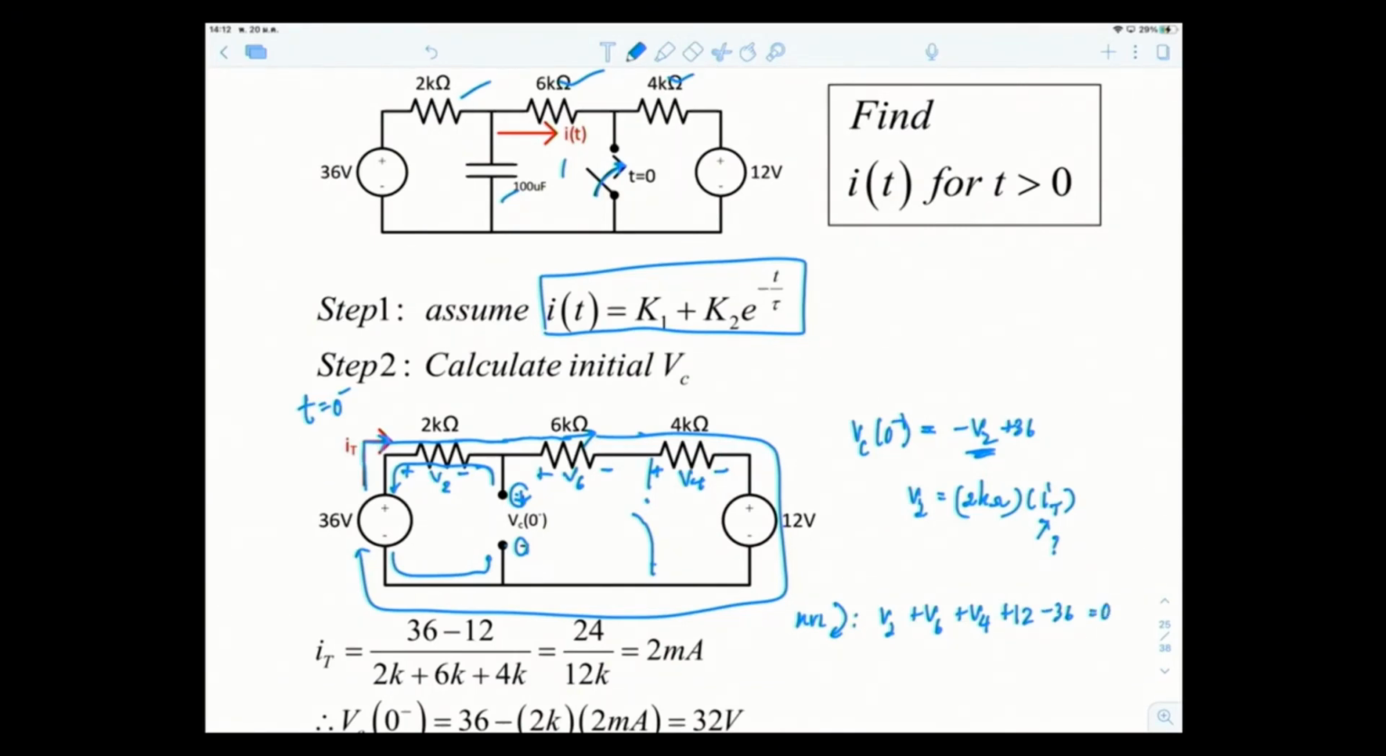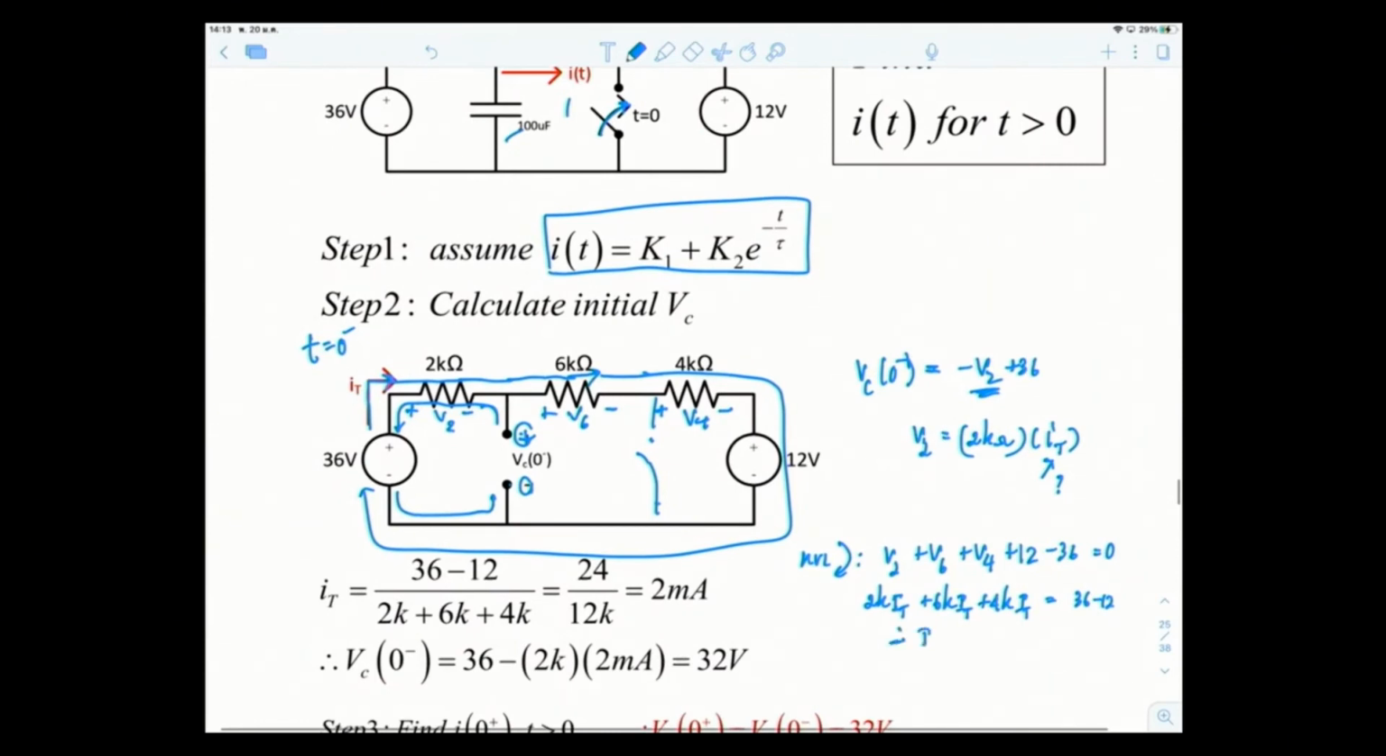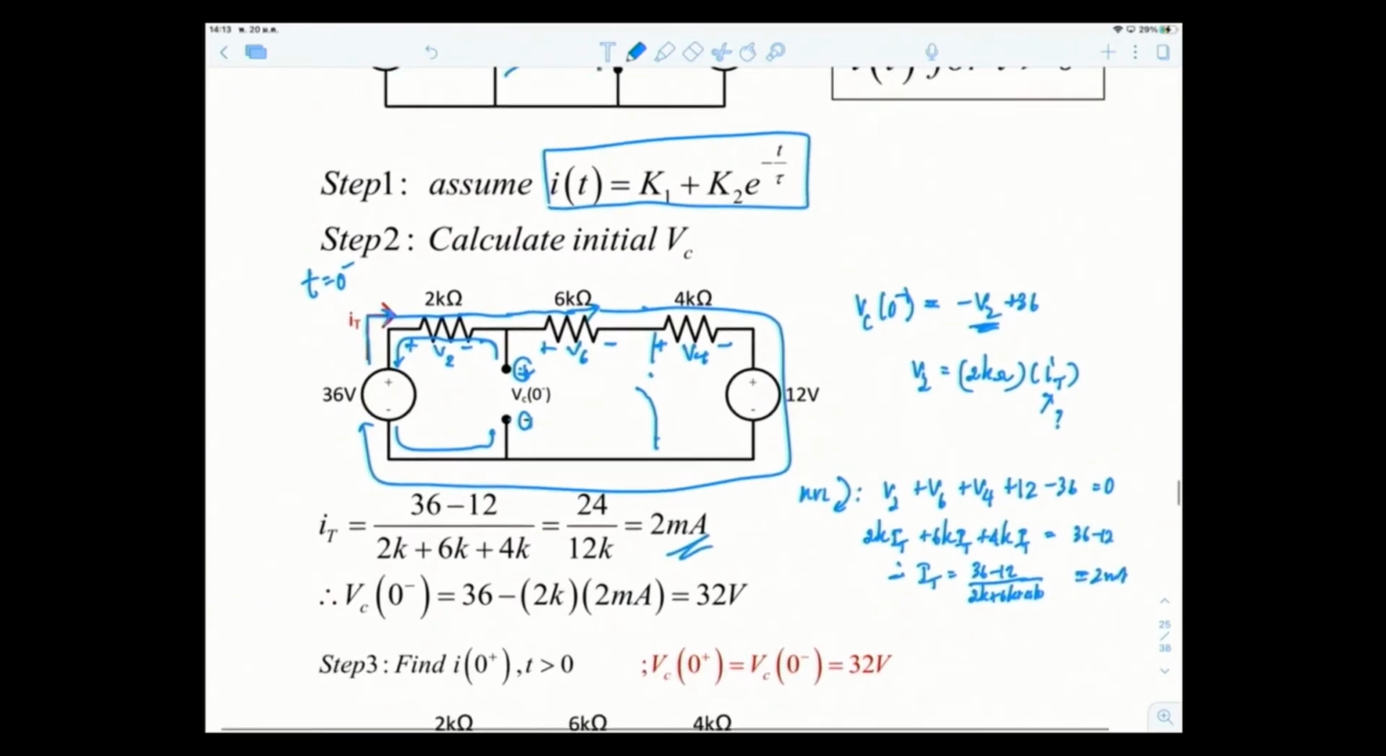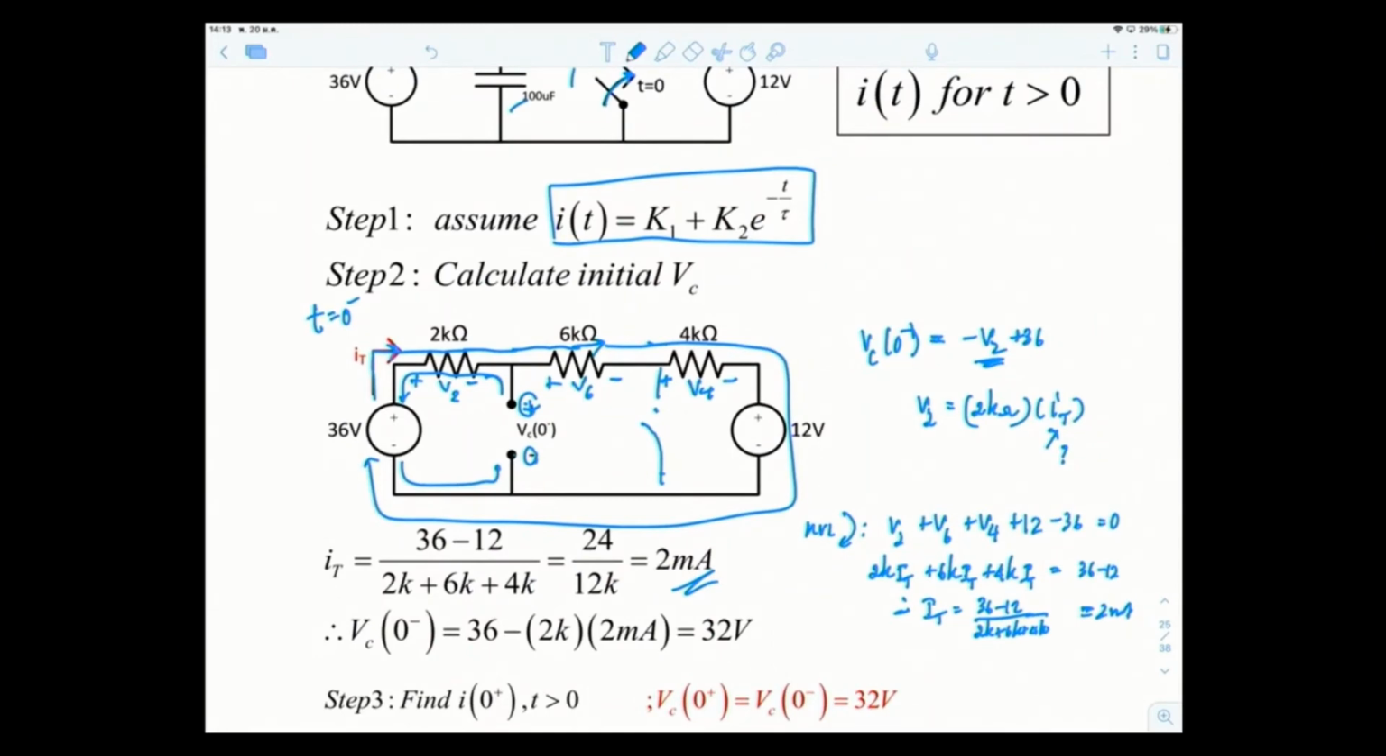It would be V2 plus V6 plus V4 plus 12 minus 36 equal to 0. But I want to find current I total, so for V2, I have to convert in terms of current. So it's 2K I total plus 6K I total plus 4K I total equal to 36 minus 12. Therefore, I total is equal to 36 minus 12 over 2K plus 6K plus 4K, and the answer is 2 milliamps. So I got 2 milliamps I total.